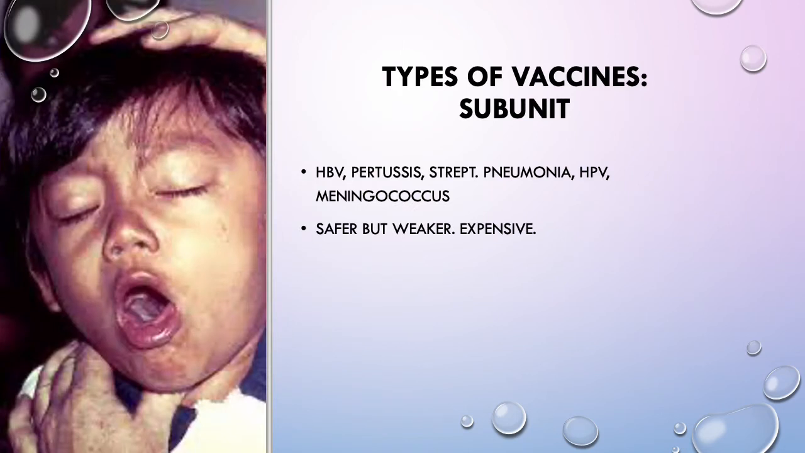Then we have our subunit type. Here we have hepatitis type B, pertussis, Streptococcus pneumoniae, HPV, and meningococci. And subunit vaccines contain only the antigen that stimulates the immune response. So they are weaker, but safer. They're also expensive.